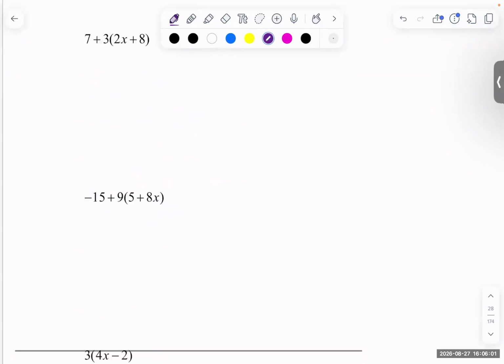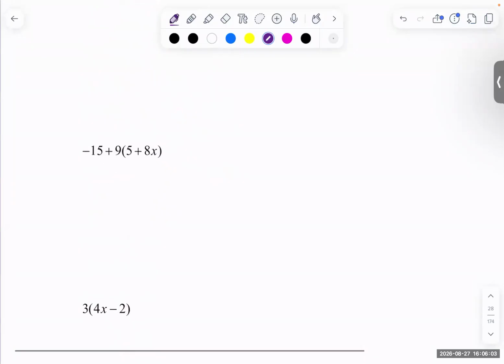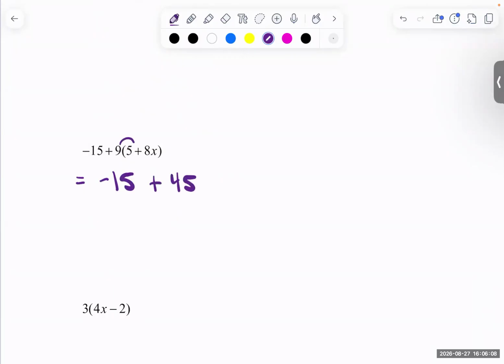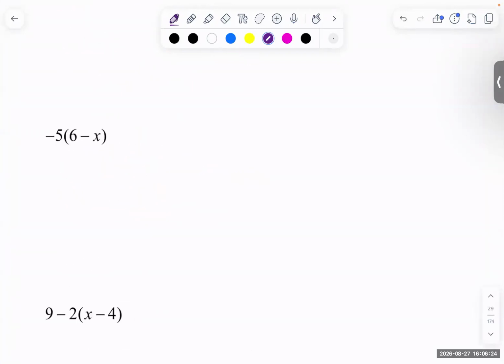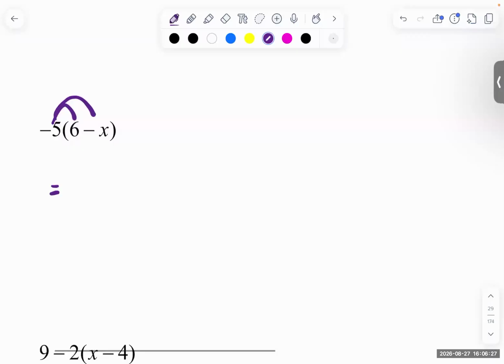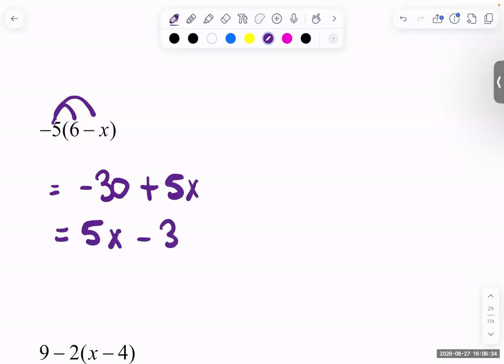I'll do another example. For instance, if I distribute, -15 plus 35, 9 times 0 gives me 72x. And I'm going to put that x value first and use that commutative property. So again, from here, I get -30 plus 5x.